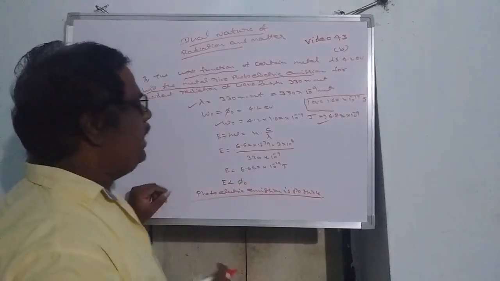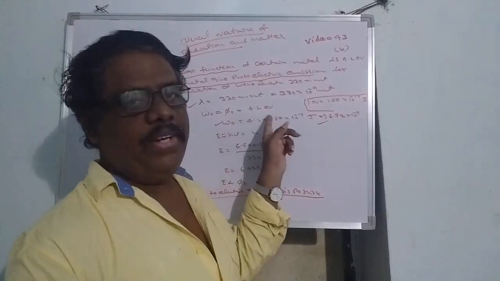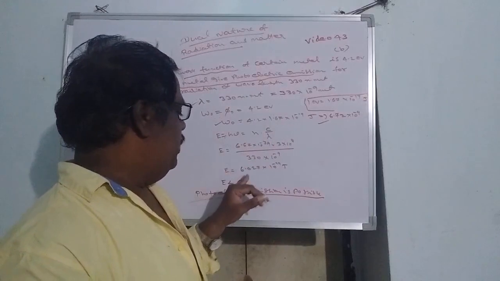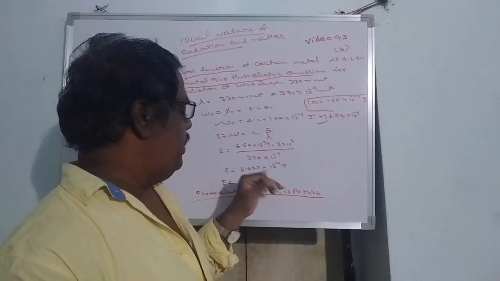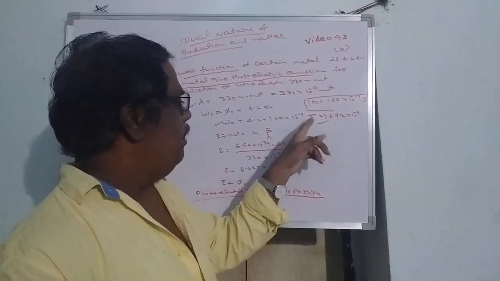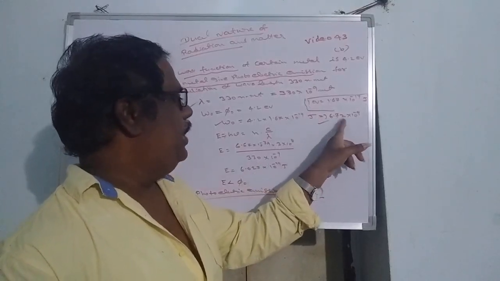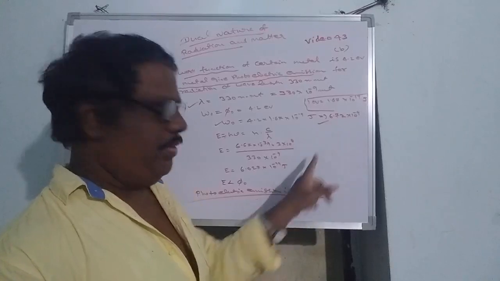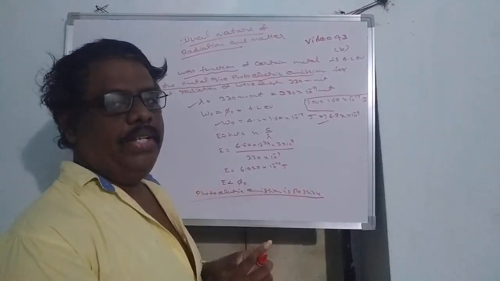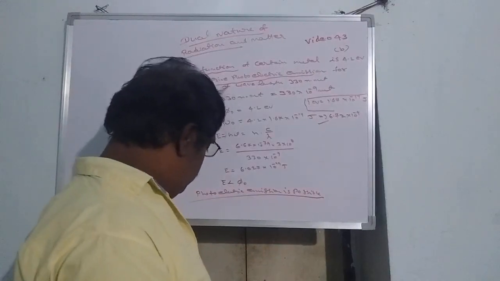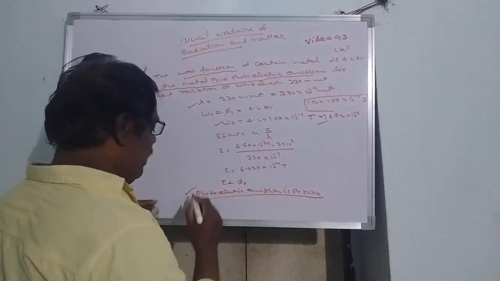Why? Because photoelectric emission, because the work function value will be greater than this energy. So energy value is only 6.027 into 10 power minus 19, but here work function value will be 6.72. This value will be greater. Work function will be greater than this energy. So this photoelectric emission will be possible. So here we have to write the comment also.